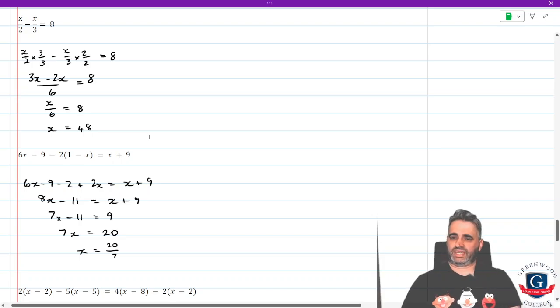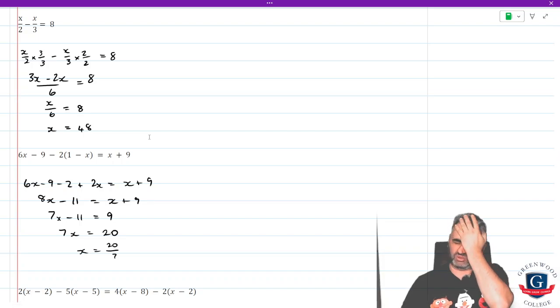x/2 - x/3 = 8. Common denominator, the lowest common multiple would be 6. Multiply the first term by 3/3, the second term by 2/2. You'll end up with (3x - 2x)/6 = 8, which will simplify to x/6 = 8. Multiply both sides by 6, you will get x = 48.